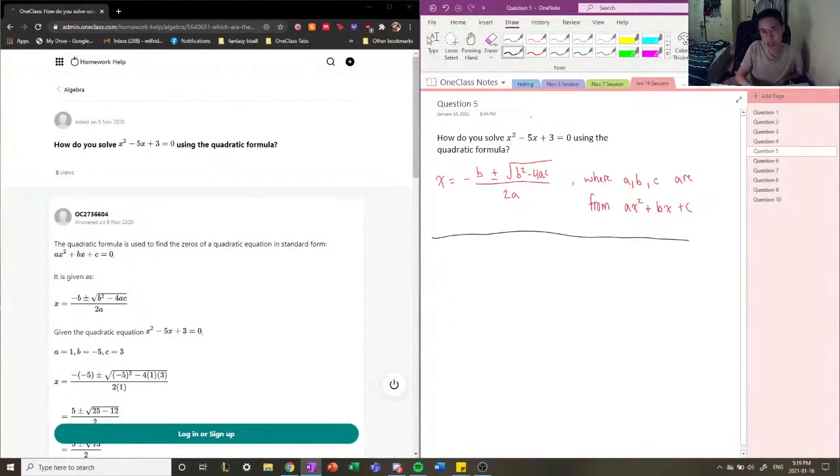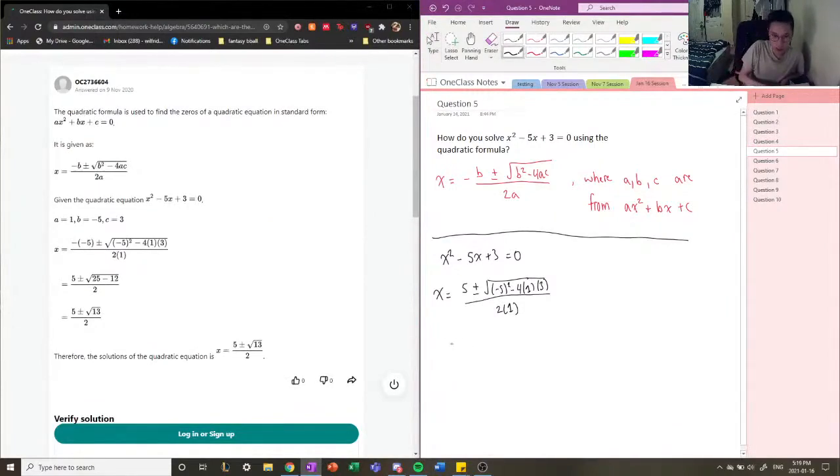First of all, we have to identify that this is not easily factorable. You can pause this video and try, but it's not easily factorable. So we're going to use the quadratic formula here. First we're going to write it down again. And we're going to use x equals negative 5, or sorry, positive 5, plus or minus the square root of negative 5 squared minus 4 times 1 times 3, divided by 2 times 1.